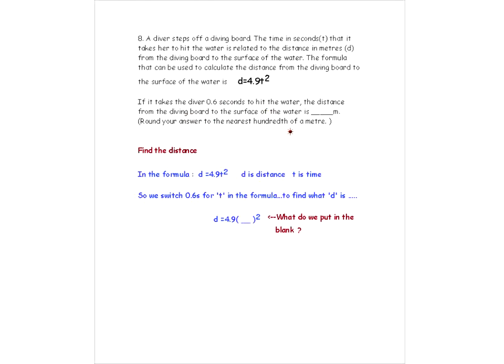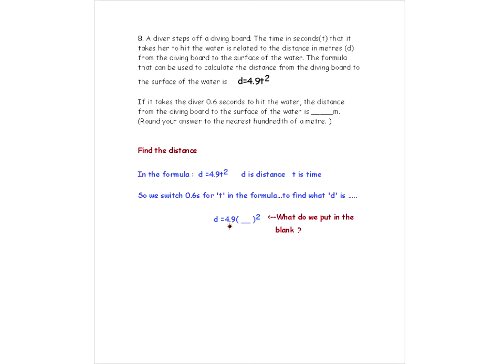And we're going to have to do some rounding here. Okay, so we need to find distance. So I said in the formula, D is distance, T is time. Now if we switch 0.6 seconds for T, again substituting, just like that first question, then we can find what D is, right? Okay, so then what are we going to put in for the blank here?